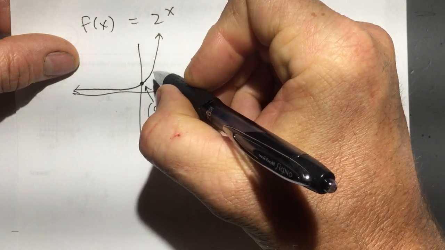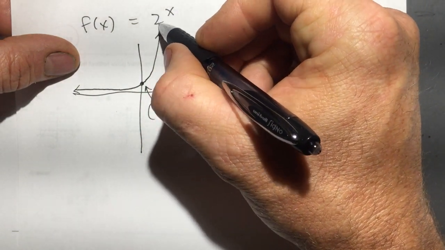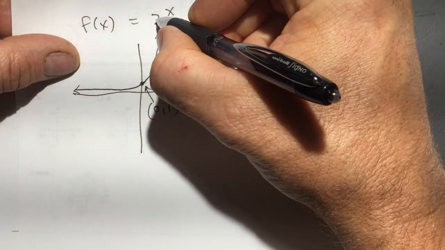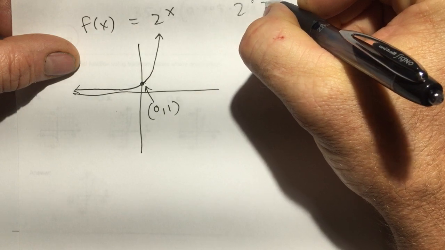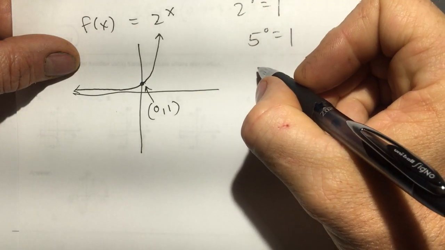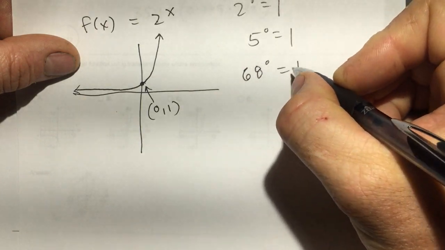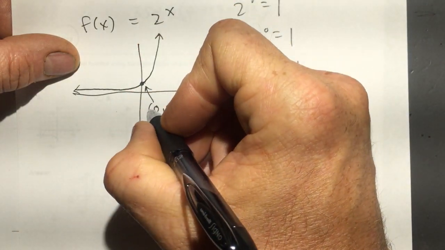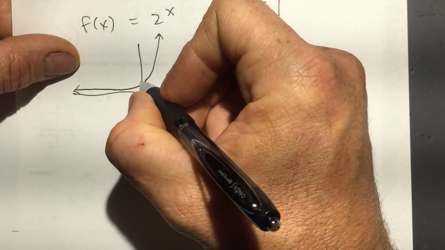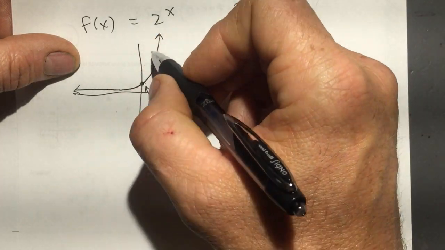But this point right here, every exponential function, no matter what your base is, hits this point right here. Because 2 to the 0 power is 1. 5 to the 0 power is 1. 68 to the 0 power is 1. So no matter what your base is, if it's to the 0 power, it'd be 1. So this point is on every graph. All right, so this is what the graph looks like.